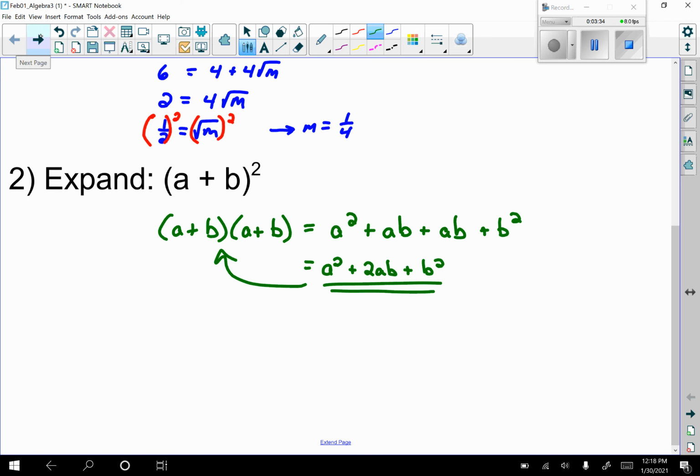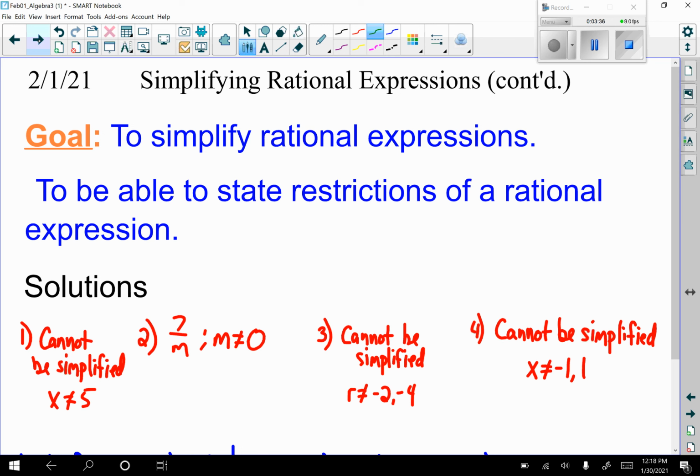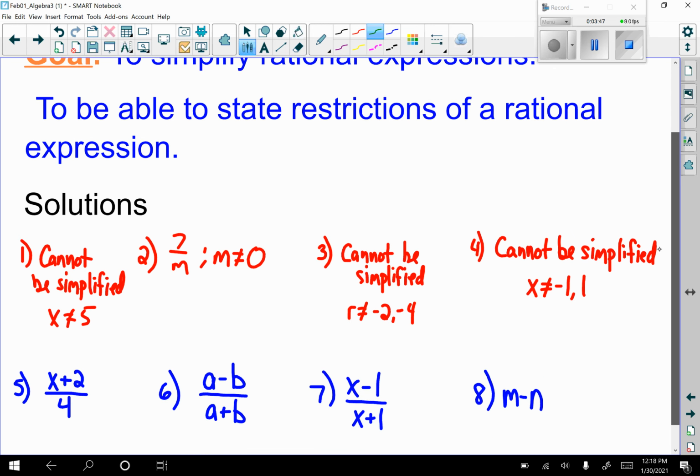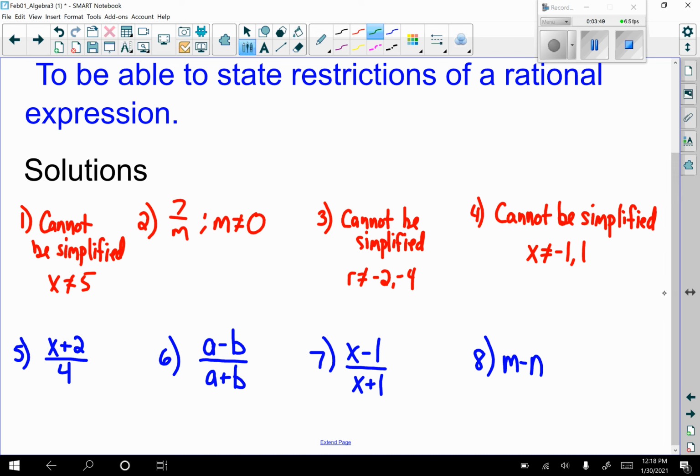So next, I am going to go over all of the problems 1 through 8 from Friday's assignment. So please go ahead and get that assignment out, and you could check your solutions. So today we're still doing the same thing. We're simplifying rational expressions, and we still want to be able to state restrictions of a rational expression. So first, if you just want to check all your answers, and then I will go over each one.